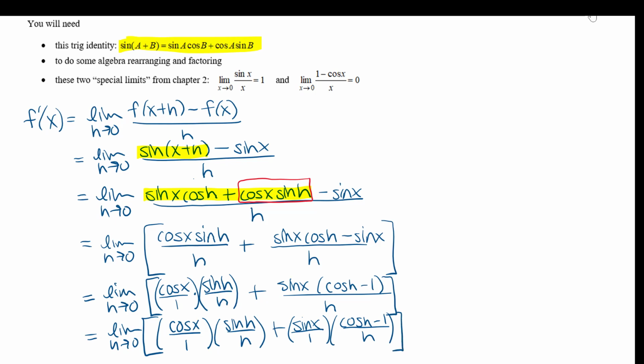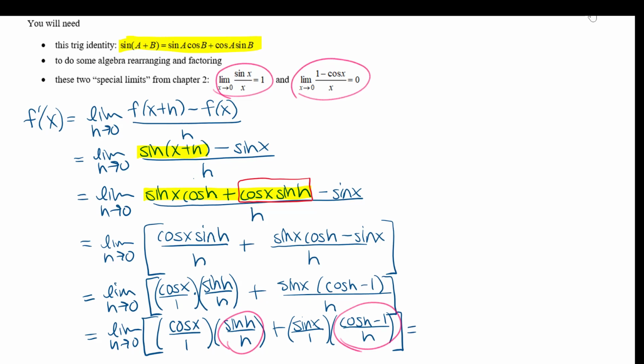Okay, so I had two special limits here. This one, and those are here and here. Remember, h is what's approaching 0. And then these other functions that I have in here don't involve h. They involve x, not h. So when I let h approach 0, they're going to stay the same.